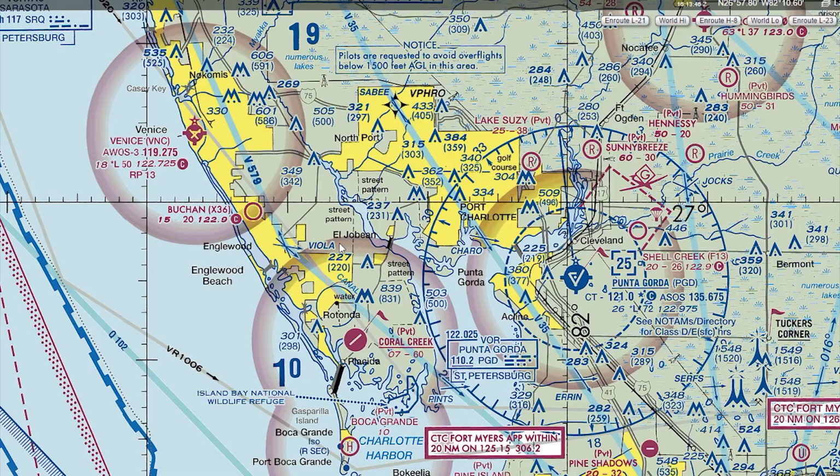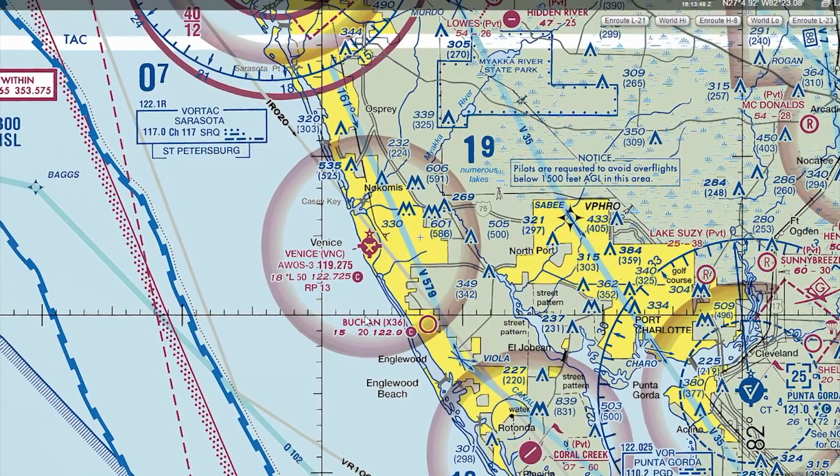So we have our VFR sectional chart pulled up here. We're looking at the Venice airport, and let's just look at some basic things that we see around here. The first thing we notice is all these different shaded areas. We have some yellow around here, and we have this light greenish around here.